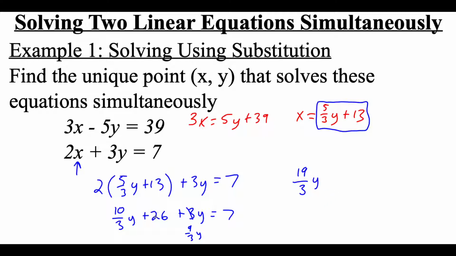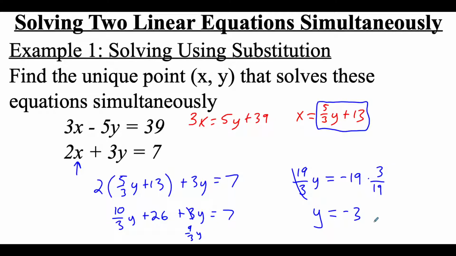I'm going to take this 26 and subtract it over to the other side right away, and if we do that, we're going to get negative 19. In order to get y alone, we're going to have to get rid of this 19/3, so I'm going to multiply it by the reciprocal, which is going to be 3/19. So that's going to leave me with a y value of negative 3.